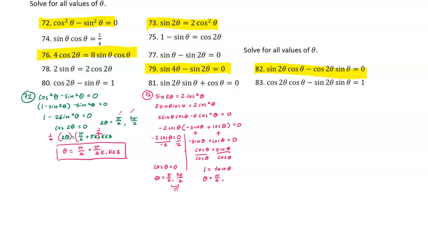And then the other one, 5 pi over 4. Sorry, pi over 4. Okay, with a pi distance away from each other.